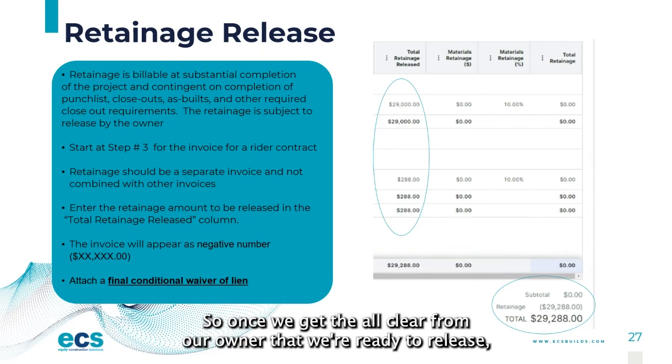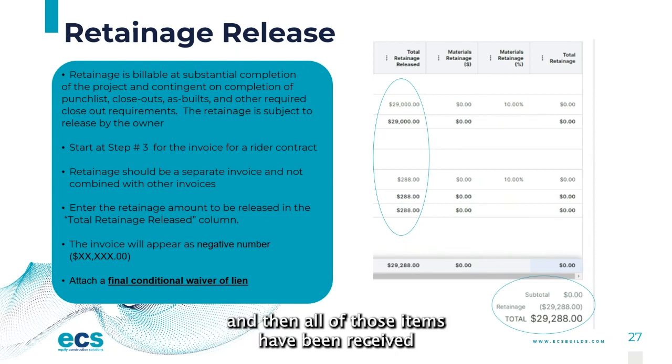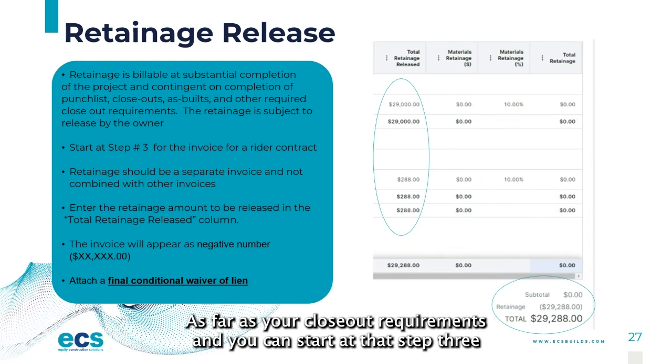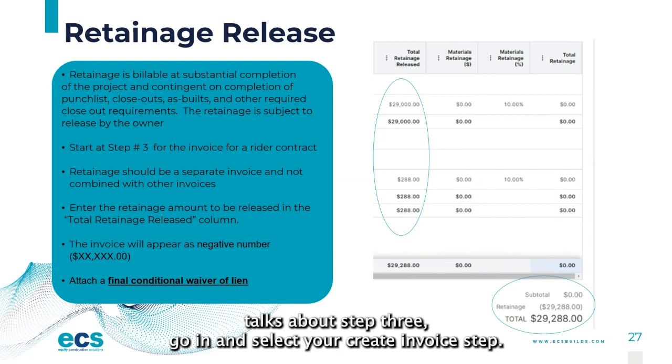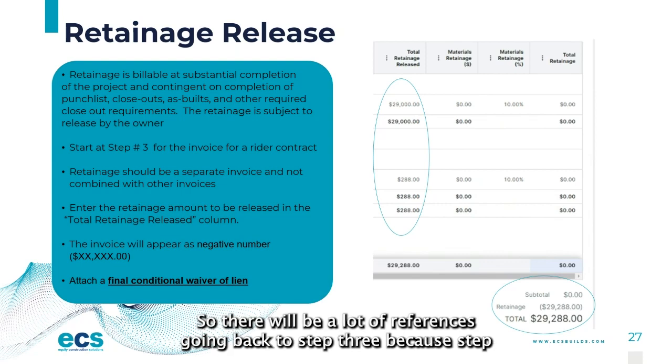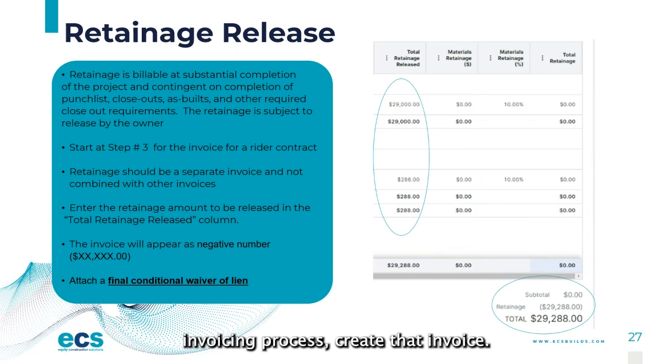So once we get the all clear from our owner that we're ready to release retainage, we will inform the contractors that we're ready to bill for retainage. And then once all of those items have been received as far as your closeout requirements, you can start at that step 3. And step 3 in this presentation is referencing the instruction sheet. So the instruction sheet just talks about step 3, go in and select your create invoice step. So there will be a lot of references going back to step 3, because step 3 is a critical start where you will start that invoicing process, create that invoice.